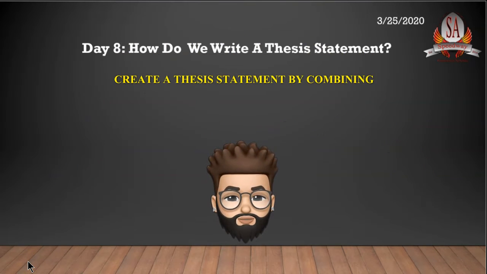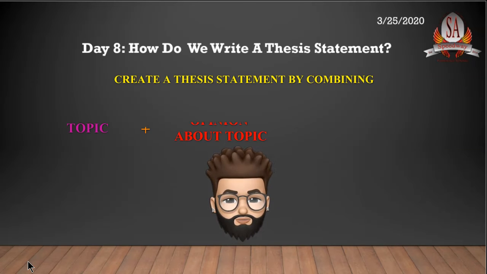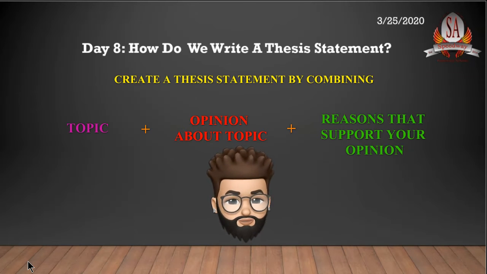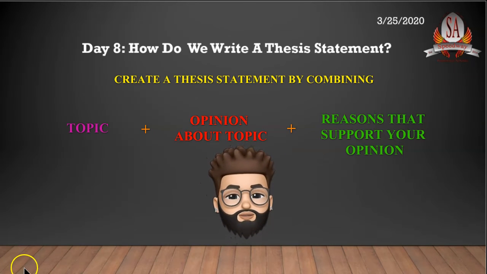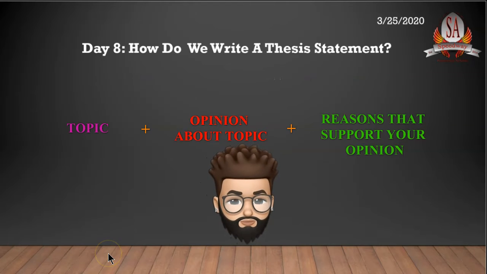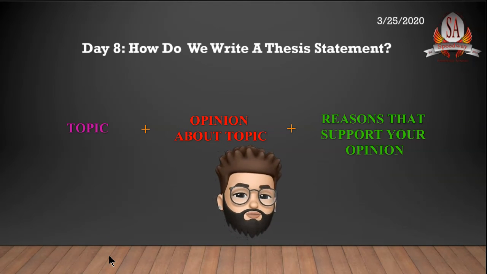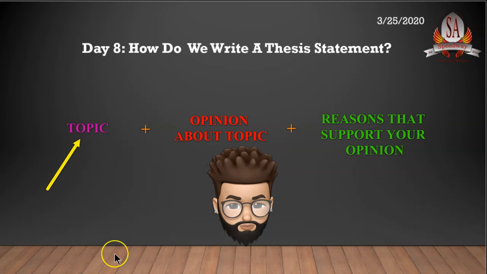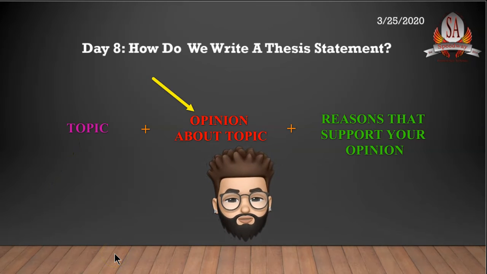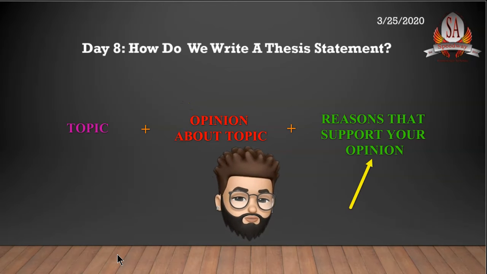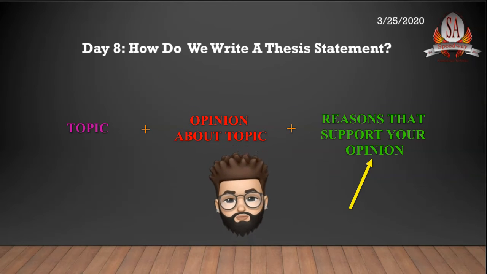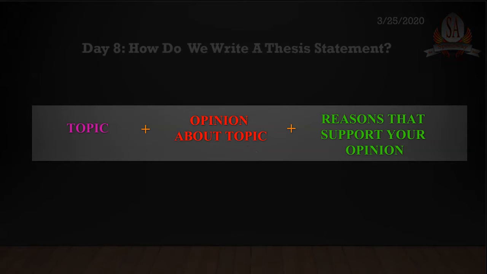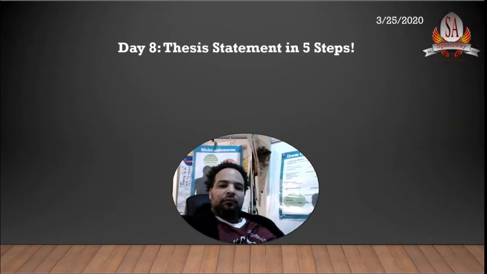Writing a thesis statement is all about combining the topic with your opinion about the topic and the reasons that support your position. To summarize, there are 3 key ingredients that go into writing an excellent thesis. The first is a topic. Then you add an opinion, a strong opinion about the topic. Then you add reasons to support your opinions about that topic. And that is how you write an awesome thesis statement.